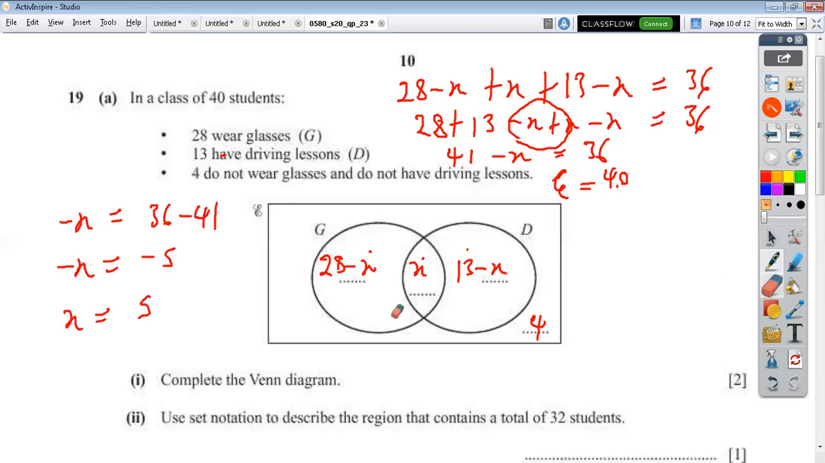Now let's go back here. 28 minus 5 is what? 23. Yes, sir. 13 minus 5 is what? 8. Yes, sir. And this is 5. Clear now? Yes, sir.